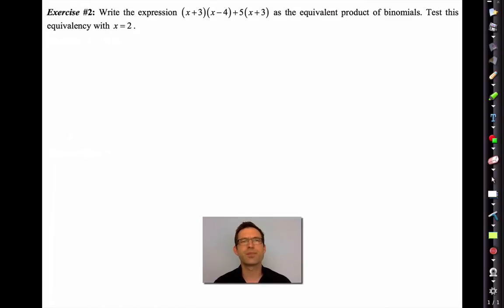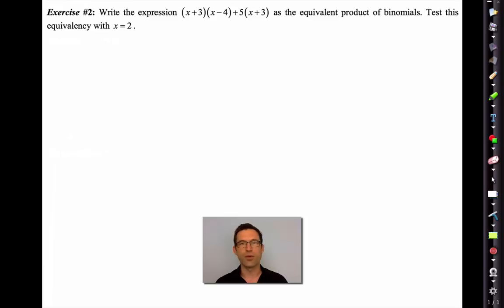So let's take a look at exercise 2. Exercise 2 is very similar to what we just did, but I want to emphasize something very important. When we do these kinds of manipulations, when we're using real number properties, and we're going to take a look at which real number properties we're using in just a second, we are always writing expressions, not equations, that are equivalent. And we want to test that equivalency.